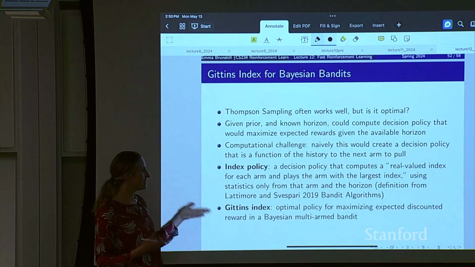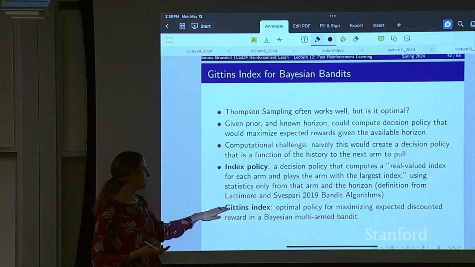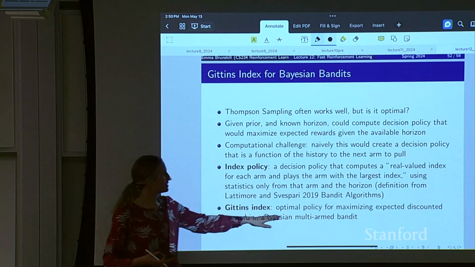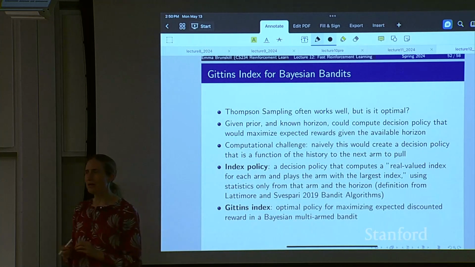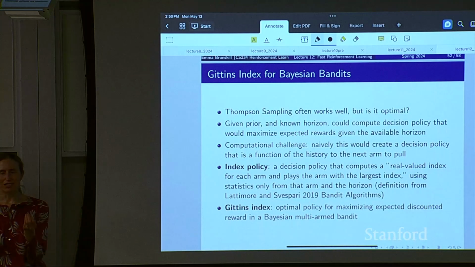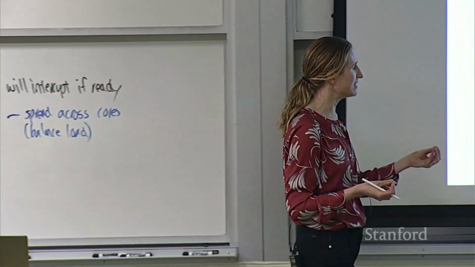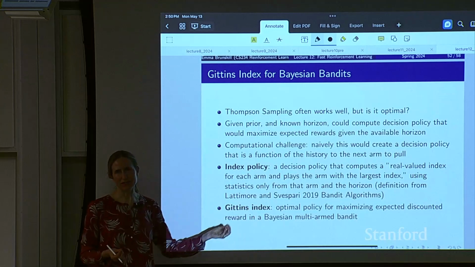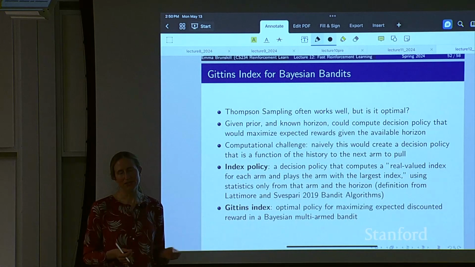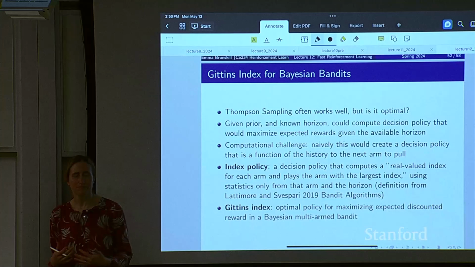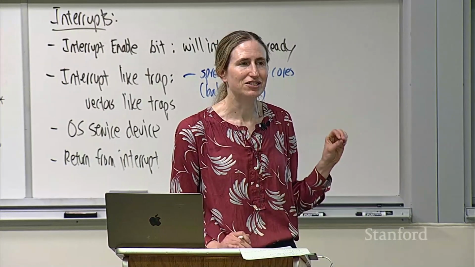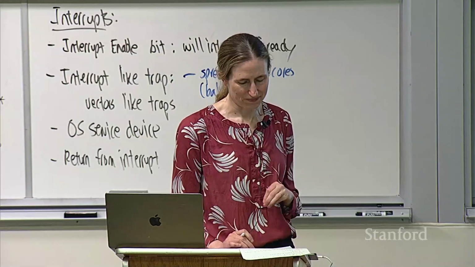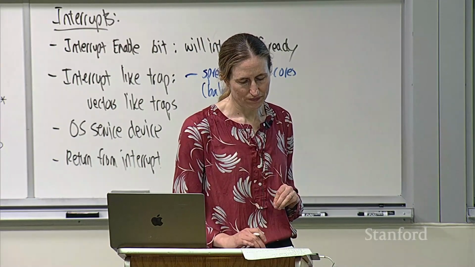Surprisingly, there is an index policy that is optimal. Gittins proved that there exists an optimal policy for maximizing the expected discounted reward in a Bayesian multi-armed bandit that you can compute that only depends on these statistics separately for each arm. So that's really cool. It means that it is possible in some settings to actually exactly optimize your expected sum of discounted rewards for these types of Bayesian bandits. Thompson sampling will not do this in general. So Thompson sampling is generally not equal to what the Gittins index would be, but it can still be a very good thing to do.